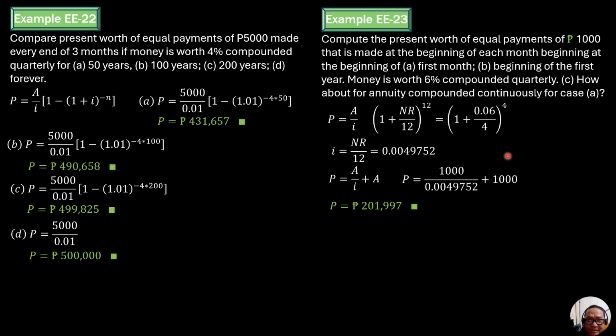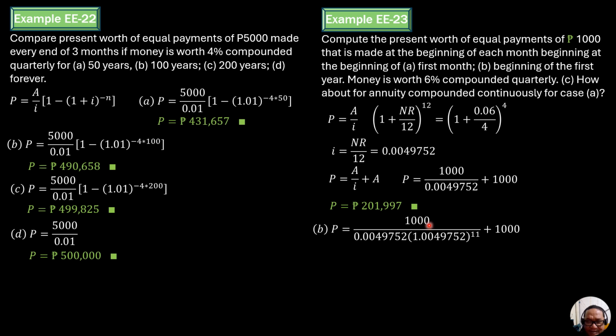Then because it occurs at the 11th month, we have to divide that further by (1 plus i) to the 11, and from there we add A. So P is 1,000 divided by i, then this is the value at the 11th month, 1,000 over 0.0049752, A over i, the formula, because this is indefinite.